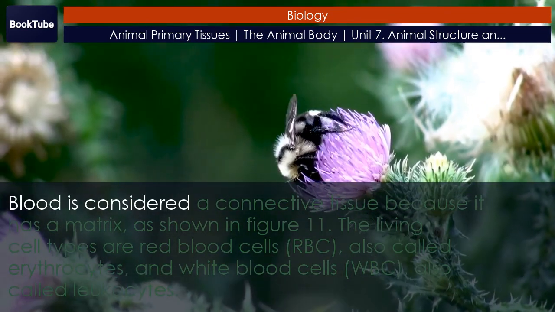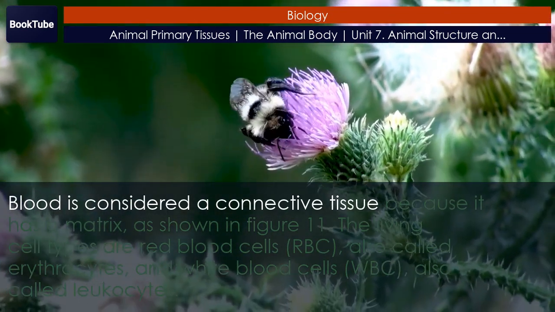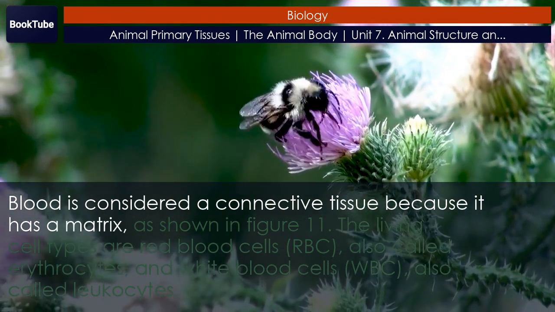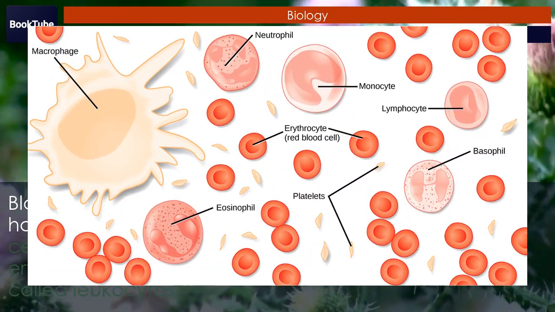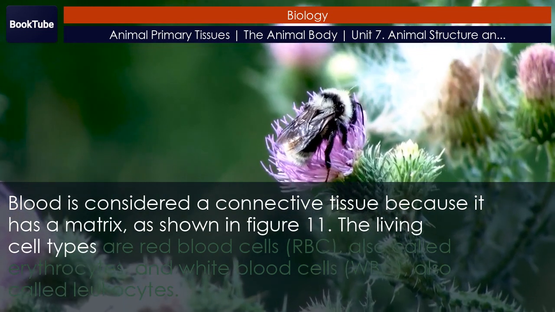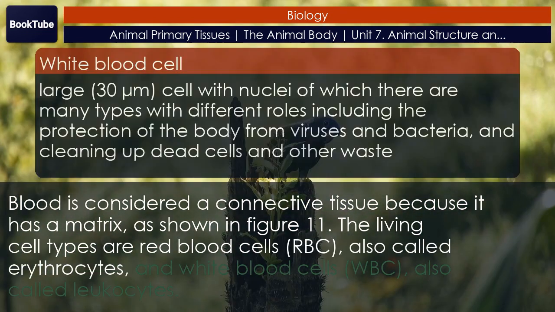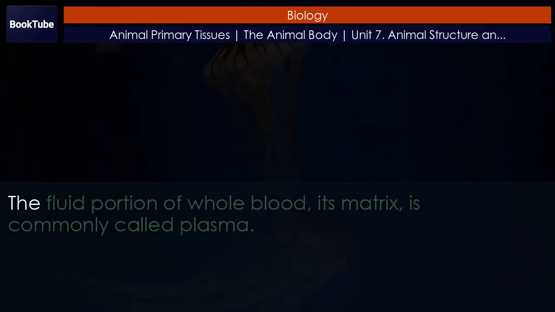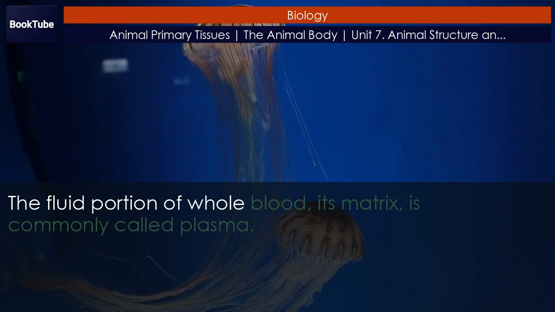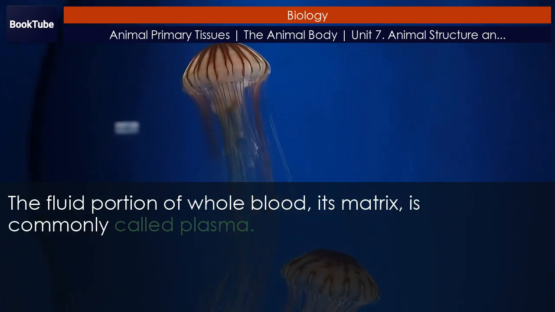Blood. Blood is considered a connective tissue because it has a matrix, as shown in Figure 11. The living cell types are red blood cells, RBC, also called erythrocytes, and white blood cells, WBC, also called leukocytes. The fluid portion of whole blood, its matrix, is commonly called plasma.